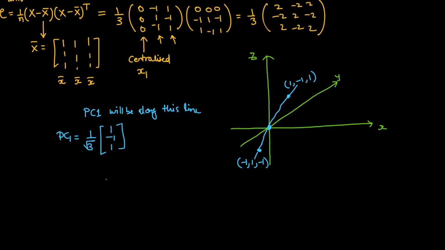Now regarding the third question, what will be the projections? Since the points are collinear, let me just write that down. The points are collinear. Collinear means they are lying on a straight line, right? Then the projections are the points themselves, right?